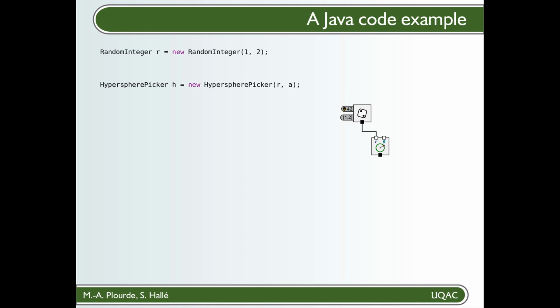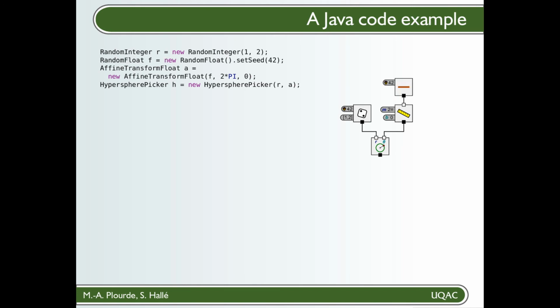Other pickers connect to this one and determine how this radius and angle are selected for every point. Here, each is based on the generation of a random number. Take a moment to look at the code. You will see that there is, roughly, one instruction for each box of the diagram.